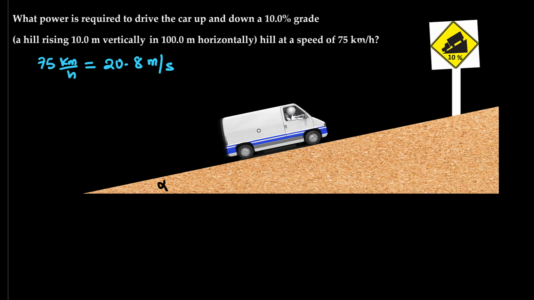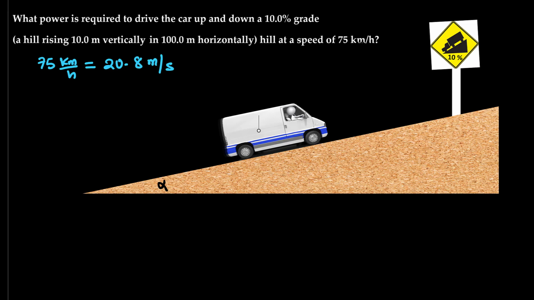Now, we are required to determine the power needed to drive the car up and down a 10% grade road. When we say the road is a 10% grade, it means that if the hill rises 10 meters vertically, it will extend 100 meters horizontally. It will actually help us to calculate the angle.